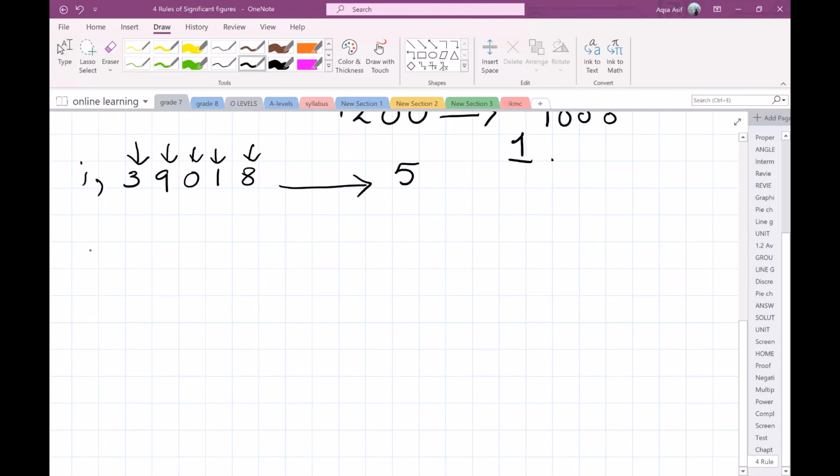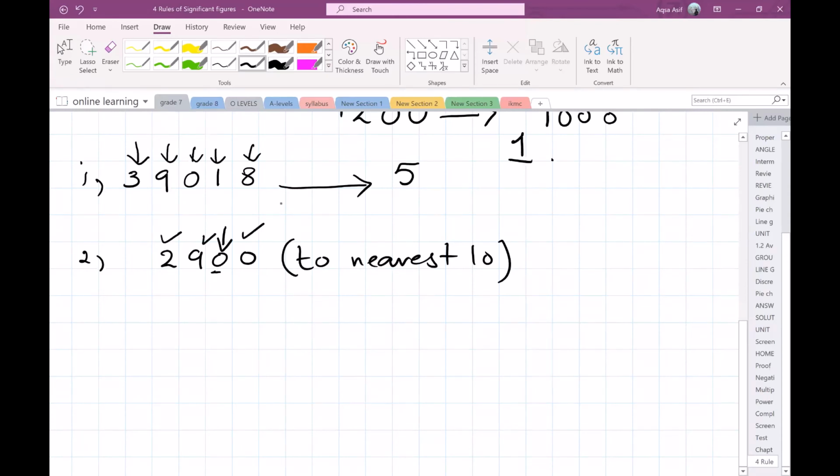If in a question they've asked you to write the significant figures to the nearest 10, it means this 0 at the 10's place will be included as a significant figure, so we will write it as 3.